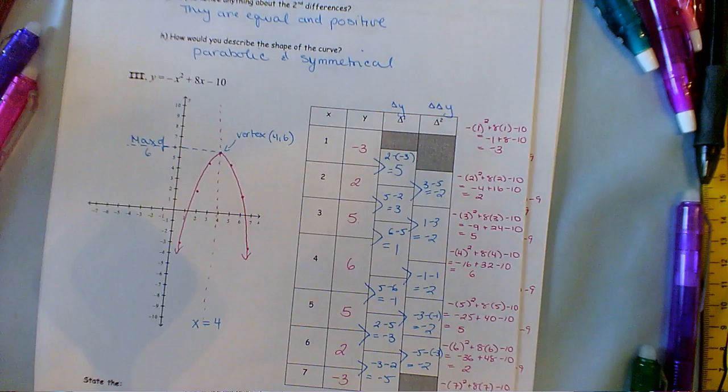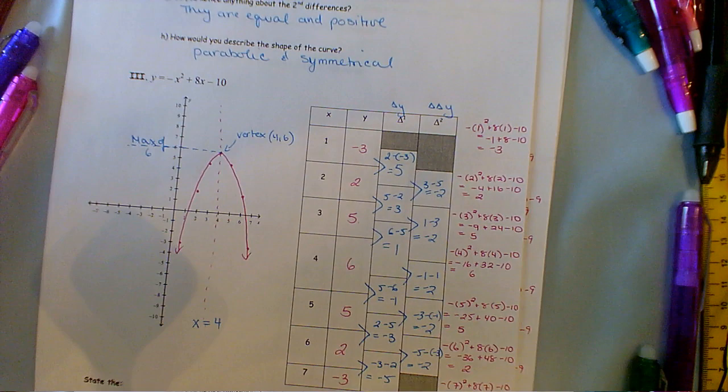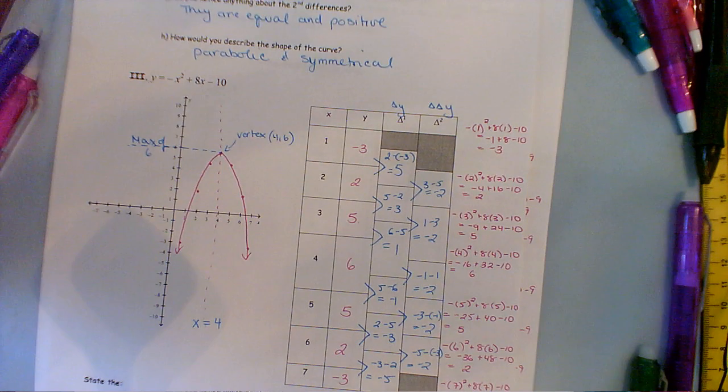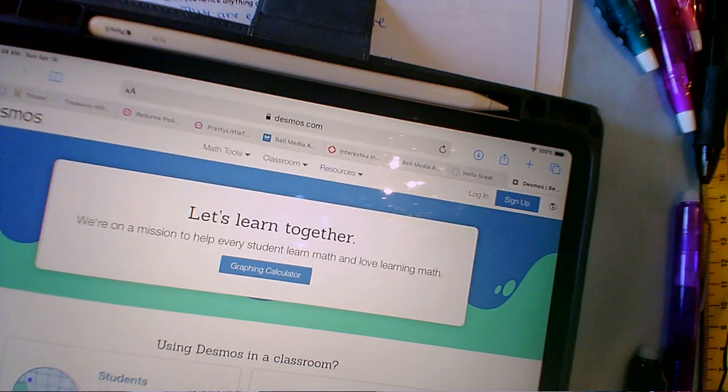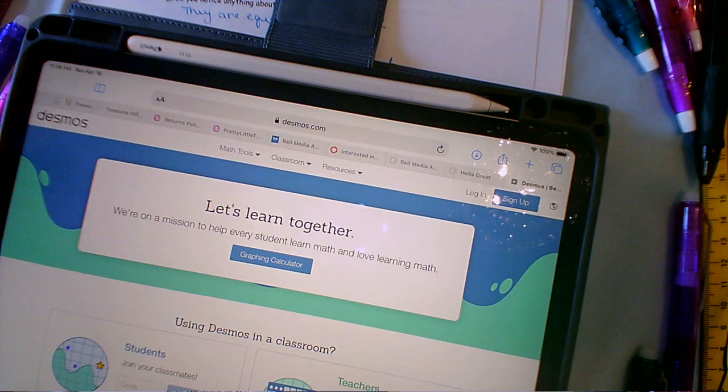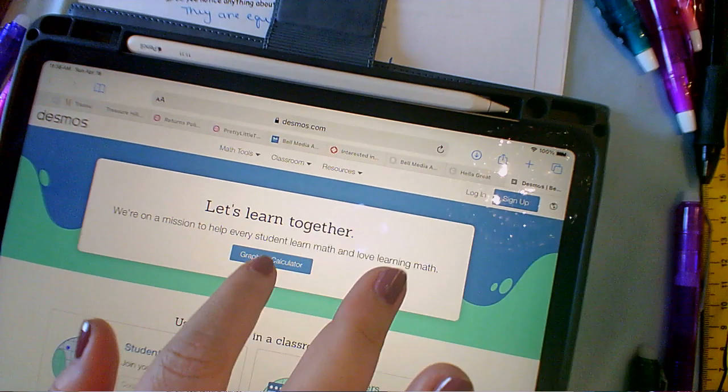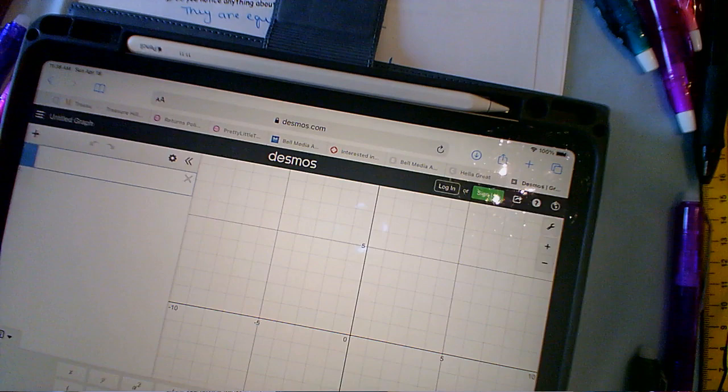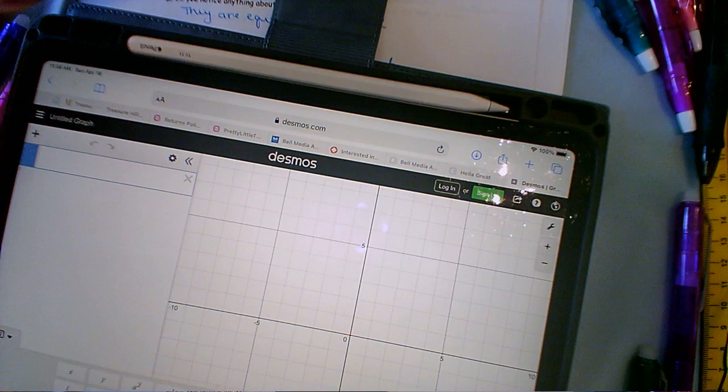Okay, so let's now go to Desmos. We're going to rely on our graph. So when you go to desmos.com, you're going to go to Graphing Calculator. And then on the side here, it's going to pop up, and it's going to let you type in your equation.